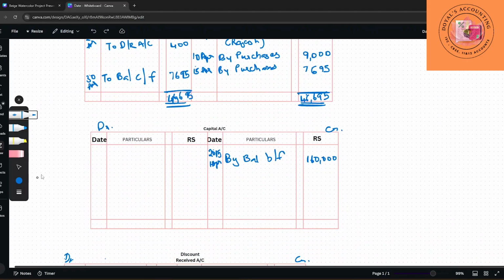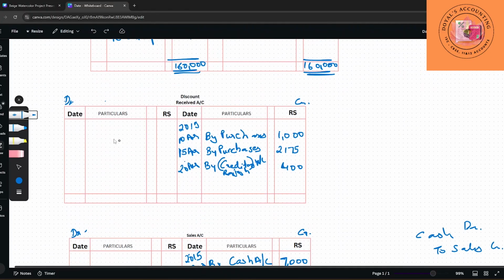Now, capital account. 2015, 30 April. To balance carried forward 1,60,000. 1,60,000. Let's go to the next account, which is discount received account.